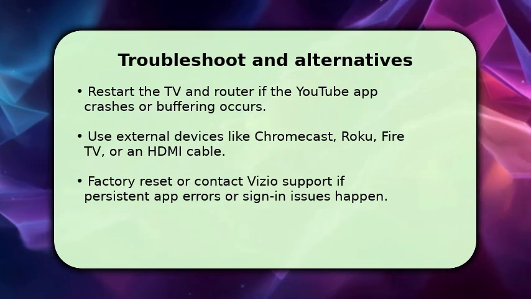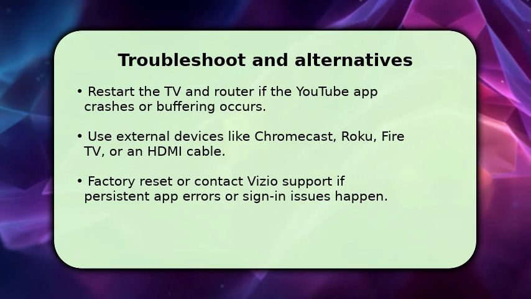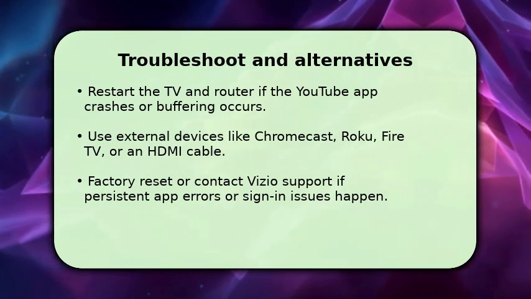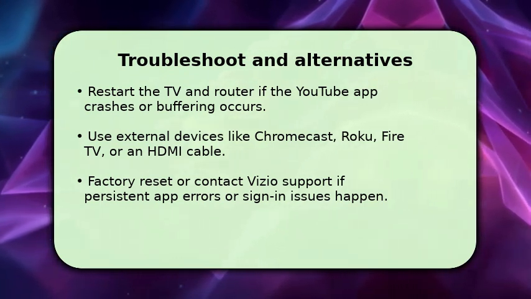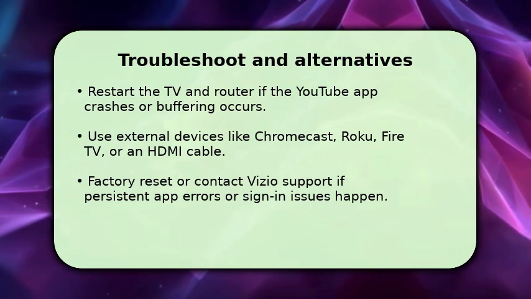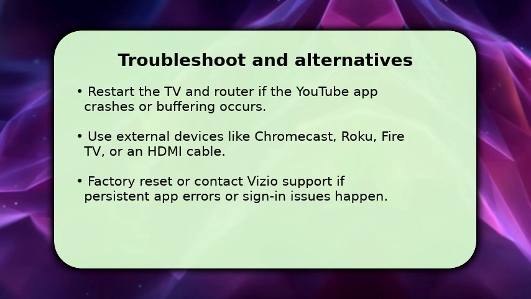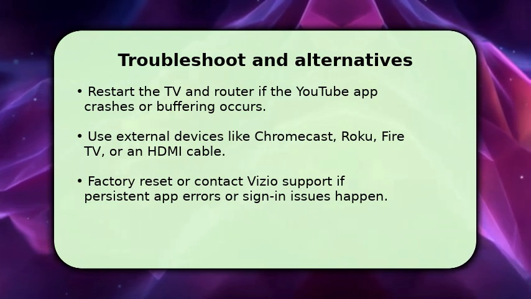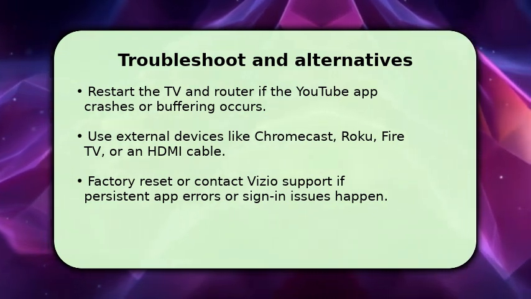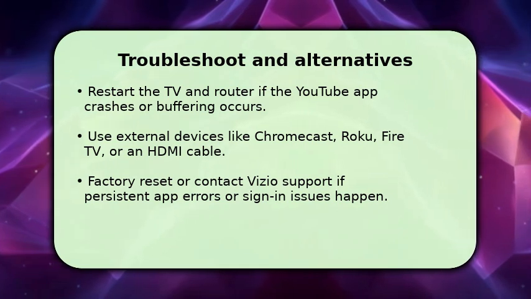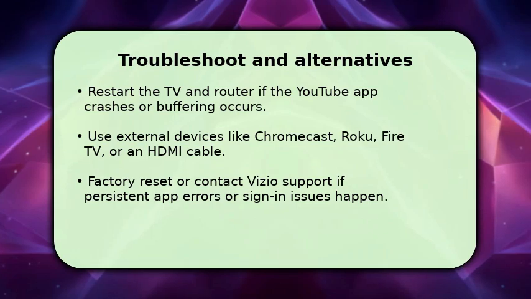For TVs that cannot run YouTube, use a Chromecast, Roku, Fire TV, or an HDMI-connected laptop as alternatives. Consider a factory reset only after backup, because it erases settings and paired devices. If issues persist, contact Vizio support with your model number and a detailed error description.